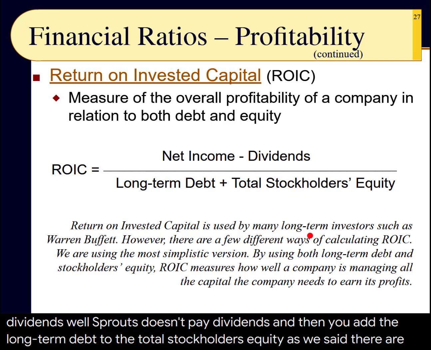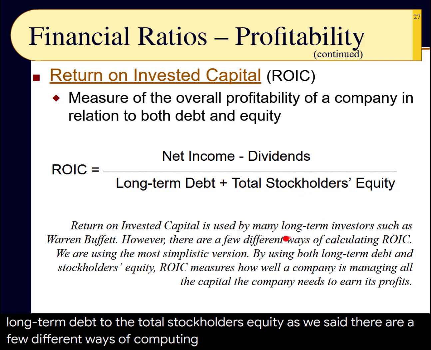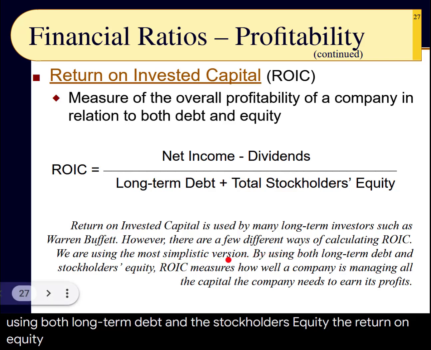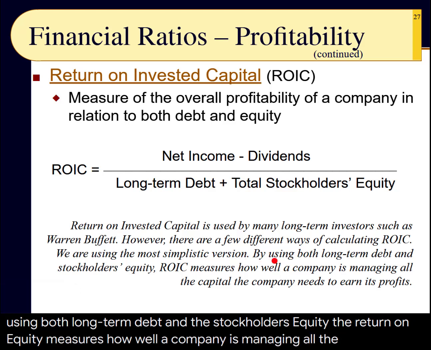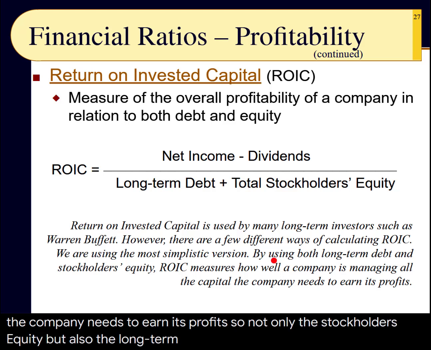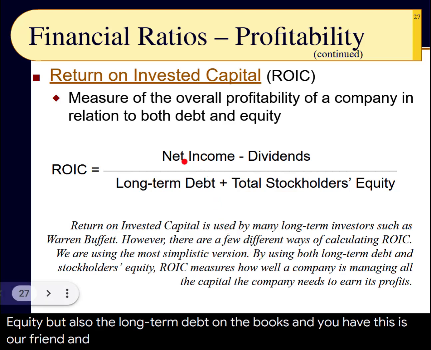As we said, there are a few different ways of computing it. This is the most simplistic version. By using both long-term debt and the stockholders' equity, it measures how well a company is managing all the capital that the company needs to earn its profits. So not only the stockholders' equity, but also the long-term debt on the books. And this is our friend, the net income, the bottom line, 261,160, right?